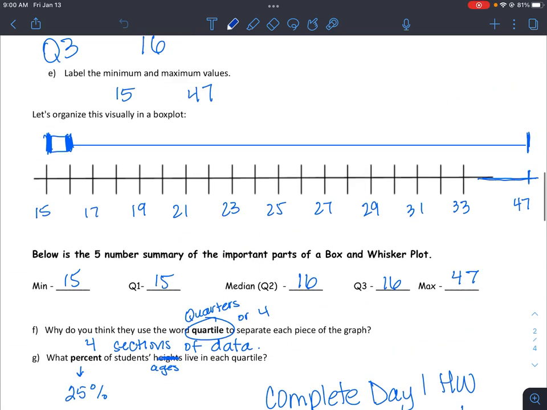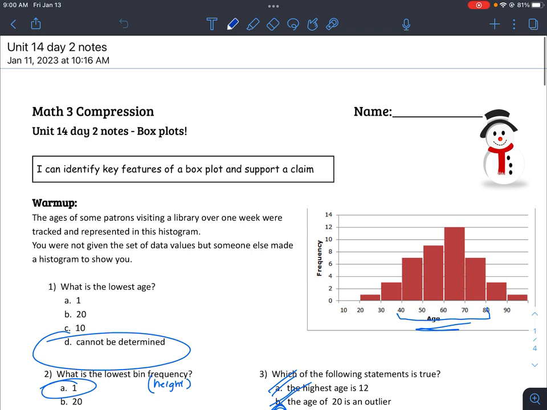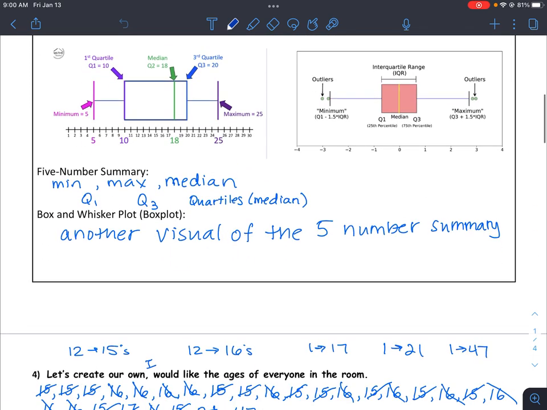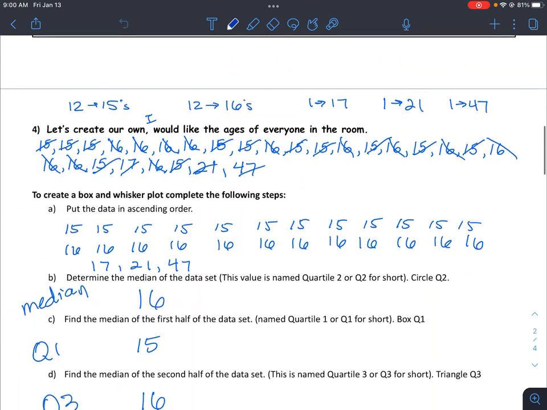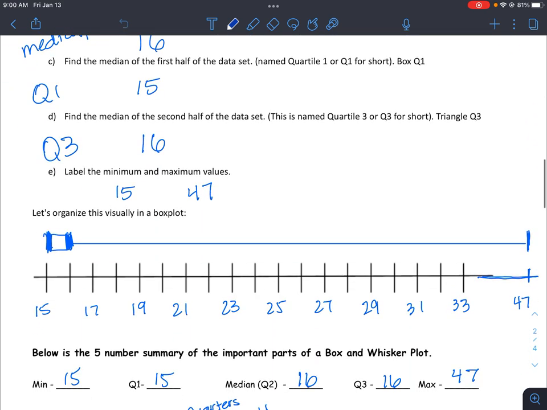Welcome back. This is finishing up Unit 14 Day 2 of notes for box plots and making the 5-number summary. We had gone through figuring out everybody's ages, and this was a box plot that definitely looked a little different, and that's okay.